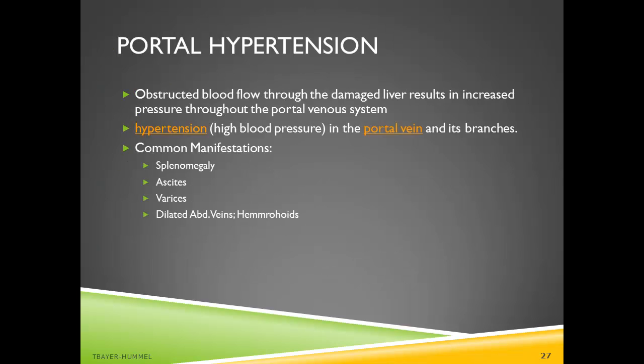So what is portal hypertension? Simply, it is obstructed blood flow through the damaged liver, which results in an increased pressure throughout the portal venous system, an important mechanism in the development of ascites. Some other common manifestations include splenomegaly, varices, dilated abdominal veins, and hemorrhoids.